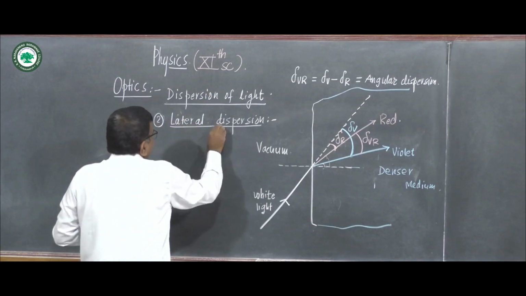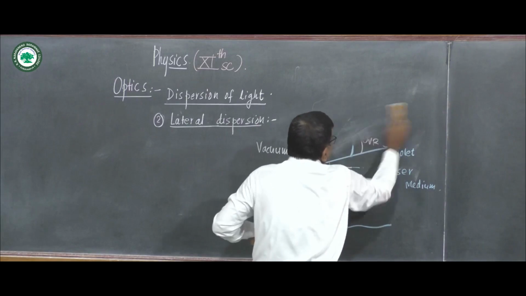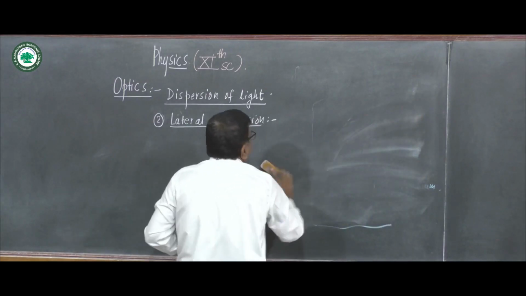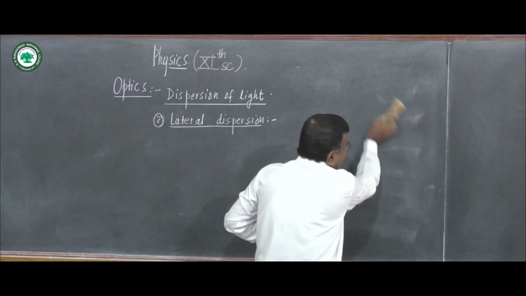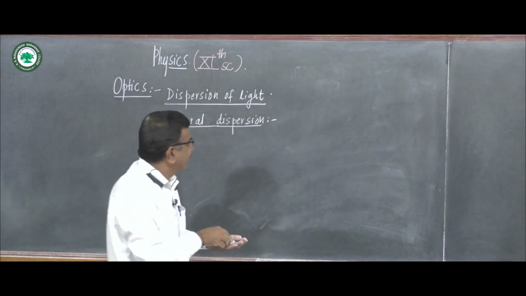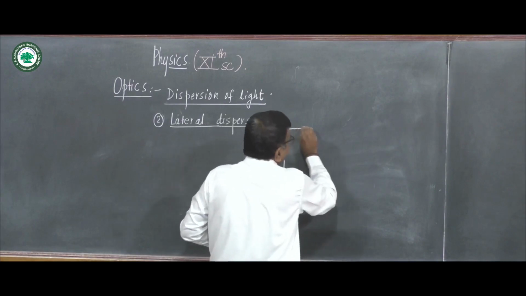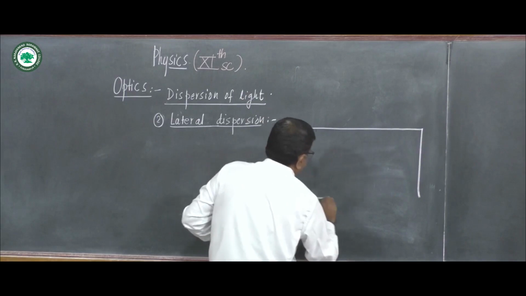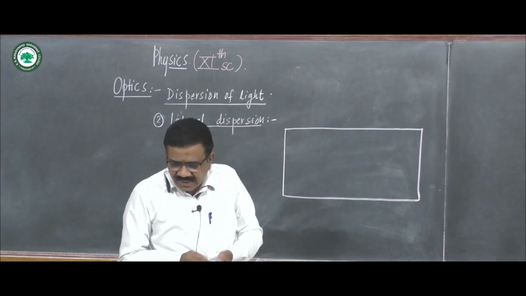Lateral dispersion. We know dispersion. There are two types of dispersion, angular dispersion and lateral dispersion. Now for lateral dispersion, we consider a parallel glass slab. This is the glass slab having parallel surfaces.